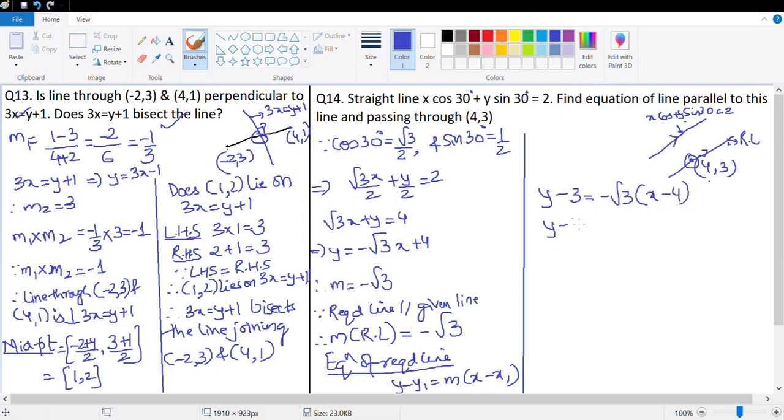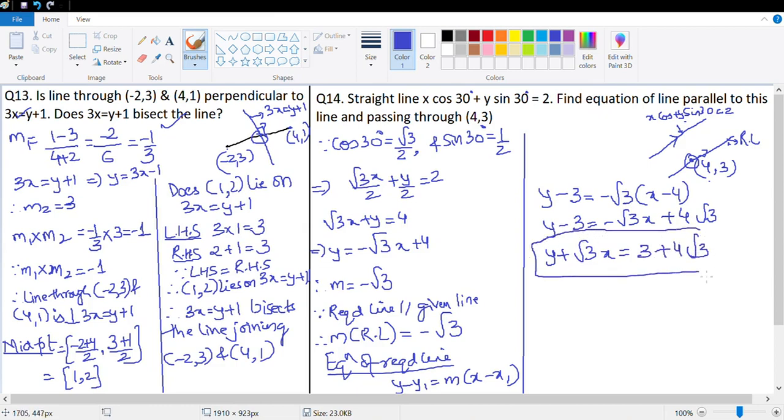So y minus 3 is equal to -√3x plus 4√3. Let's take √3x on this side. So y plus √3x is equal to 3 plus 4√3. That's the equation of the required line.